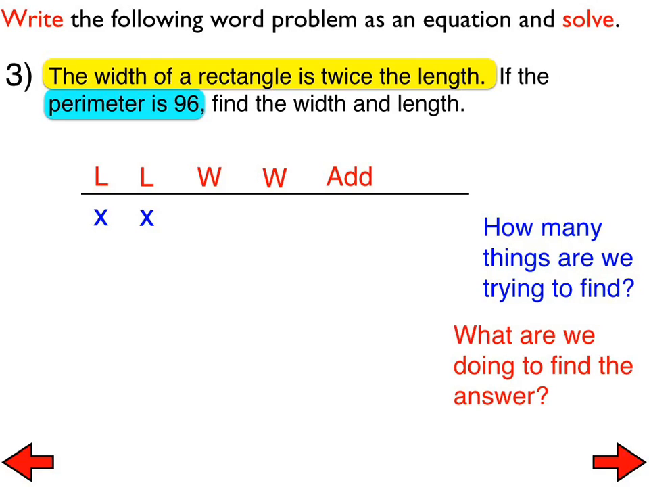So what we came up with for the rest was that twice something means to multiply it by 2. So the rest of this would look like this: 2x for both of the widths. All right, I'm going to let you take it from there and finish it, and then we'll quickly compare with our shoulder partner.